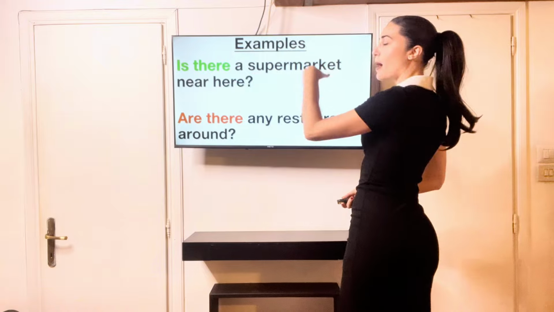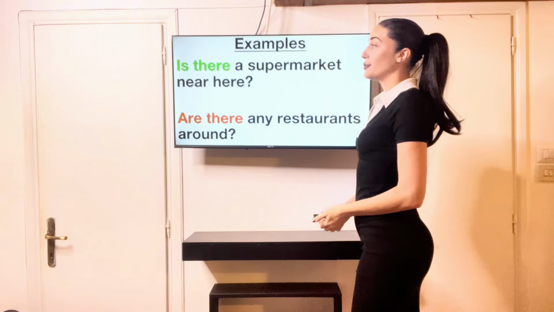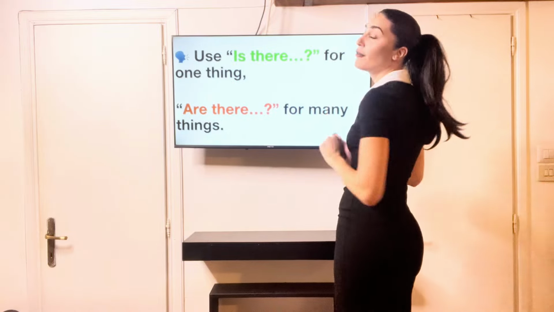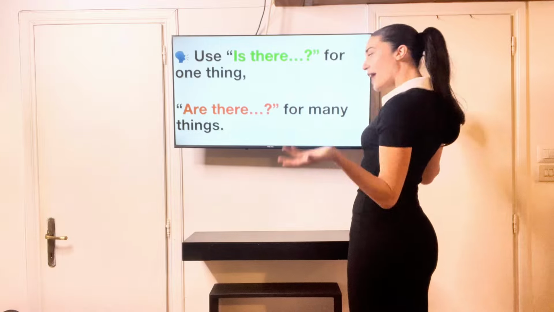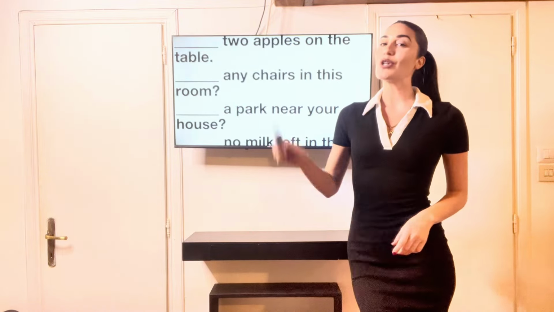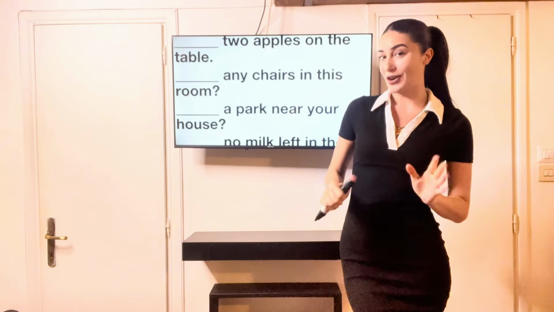Is there a supermarket near here? Are there any restaurants around? Remember the golden rule, everybody. Use is there for one thing and are there for many things. All right, everybody, it's time to put your learning to the test. Let's have a look and see what you've learned so far.